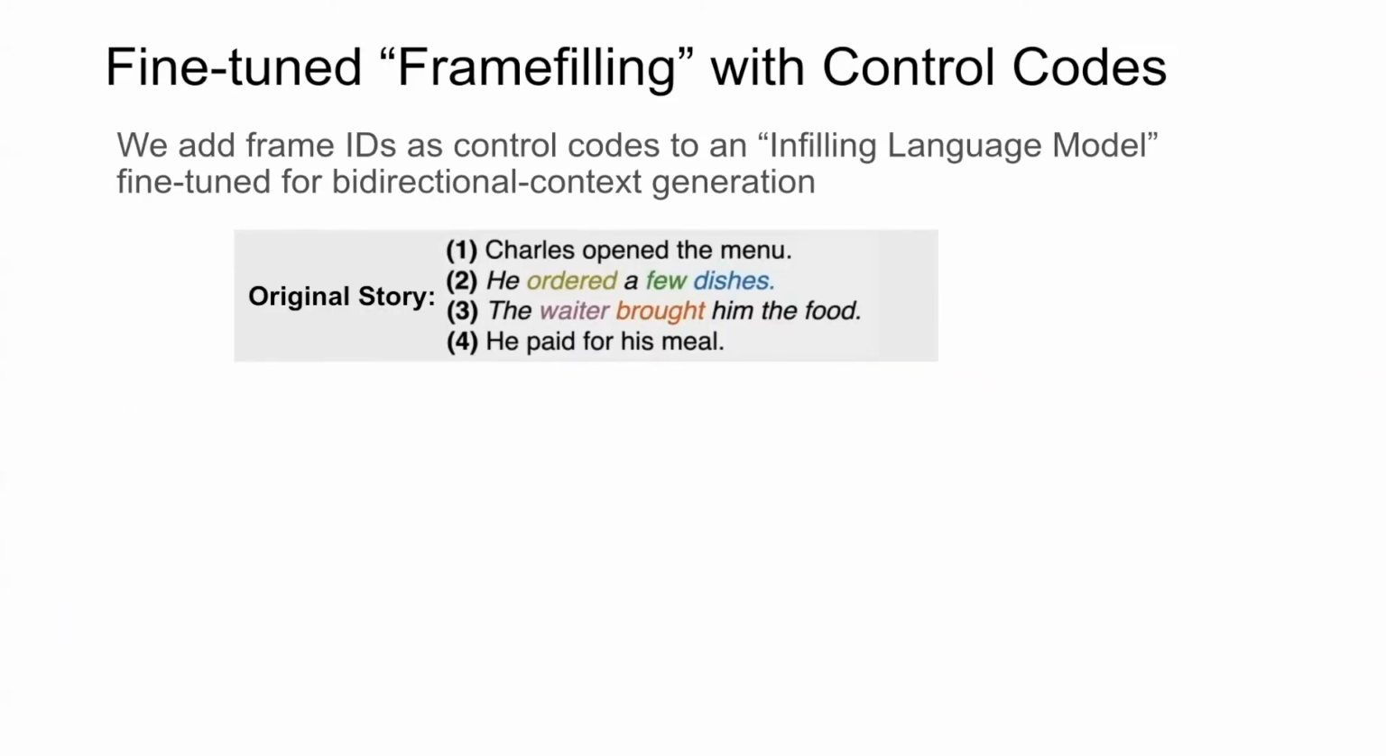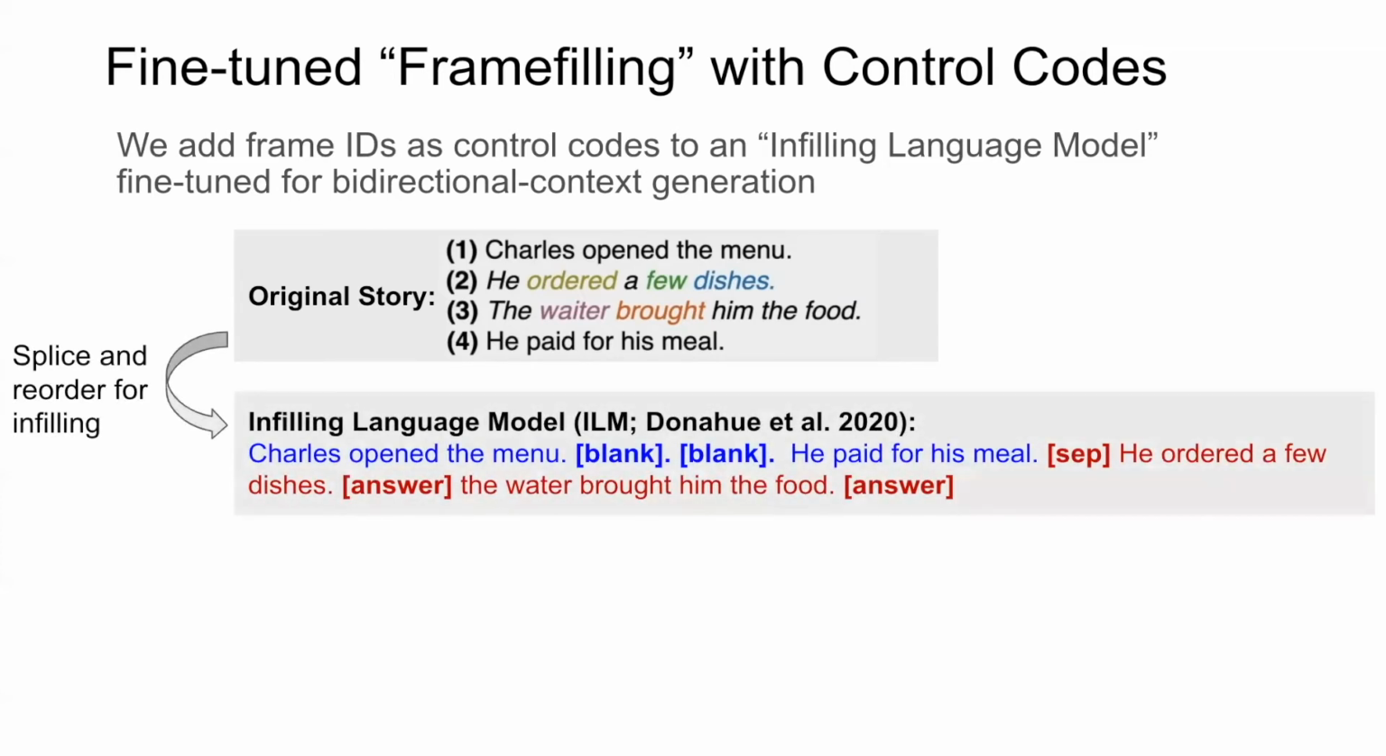We apply the control codes idea to frame-guided generation by introducing a new special token to the vocabulary for every frame in FrameNet for a total of more than 1,000. We inject them into the vocabulary of the infilling language model, which is a recent forward generation model that conditions on bidirectional context. That is, text that is potentially before or after the generated text. They accomplished this by rewriting the text using special tokens and content reordering so that a forward language model can condition on the provided text and generate one or multiple text infills at the locations specified by blank special tokens.